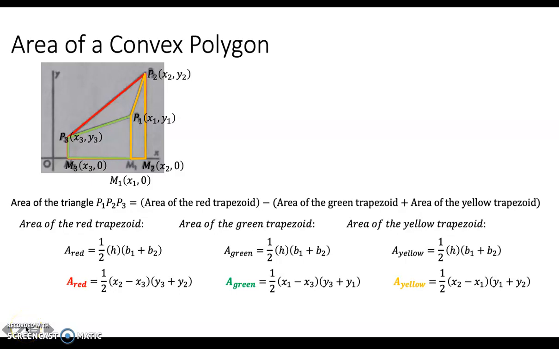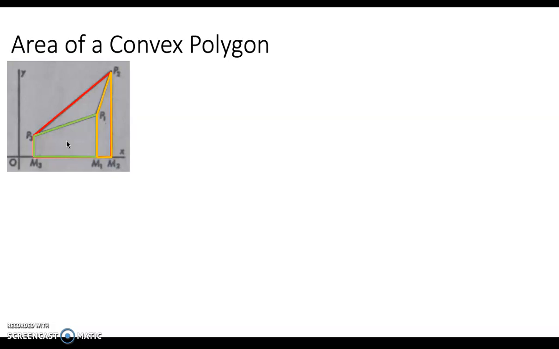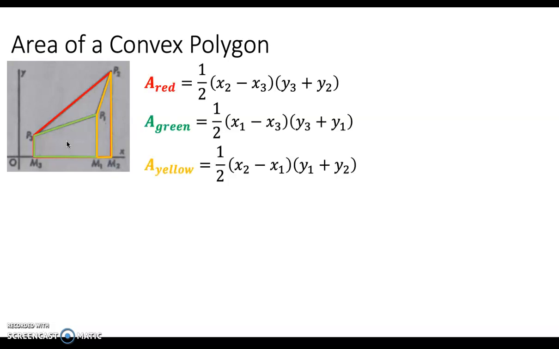Okay, let's continue our lesson in deriving the area of a convex polygon. In the past video, we got the area of the red trapezoid, the area of the green trapezoid, and the area of the yellow trapezoid. We use this to get the area of the triangle P1, P2, P3. So, let's display again all the areas that we gathered a while ago.